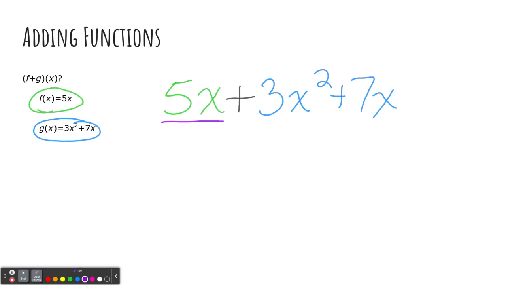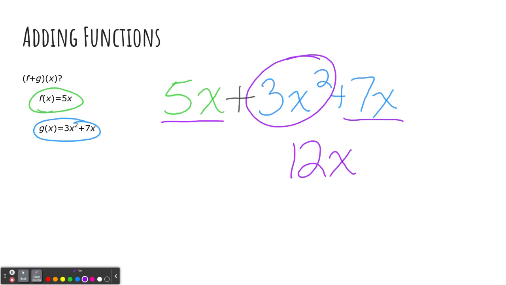I have 5x and 7x. Both are x's, so they can go together. 5x plus 7x is 12x. And the 3x squared does not have a like term, so I'm just going to bring that down. So by adding these functions, we get f plus g of x is 3x squared plus 12x.